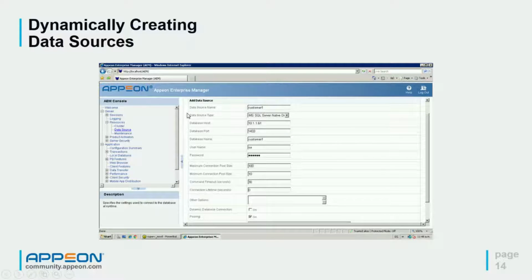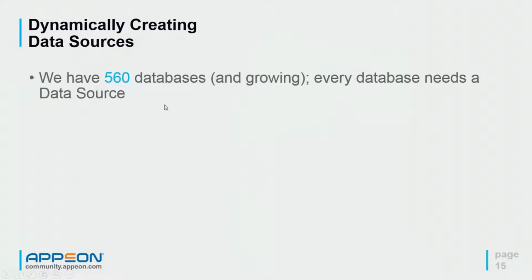Here it asks you for the data source name, and it asks you for the database type. Remember, Appeon supports many databases, including Microsoft SQL Server, IBM DB2, Informix, Oracle, MySQL, Postgre. In the last release of Appeon, they support Postgre. You provide the host, the IP of your servers, the database port, the database name, the username and the password, and many other values for the connection.